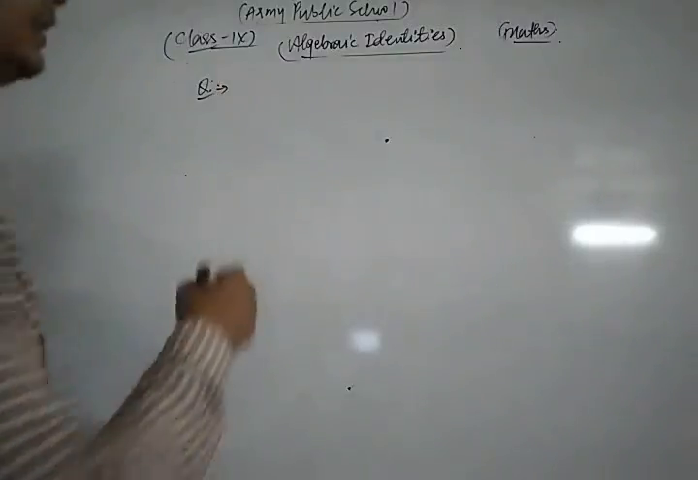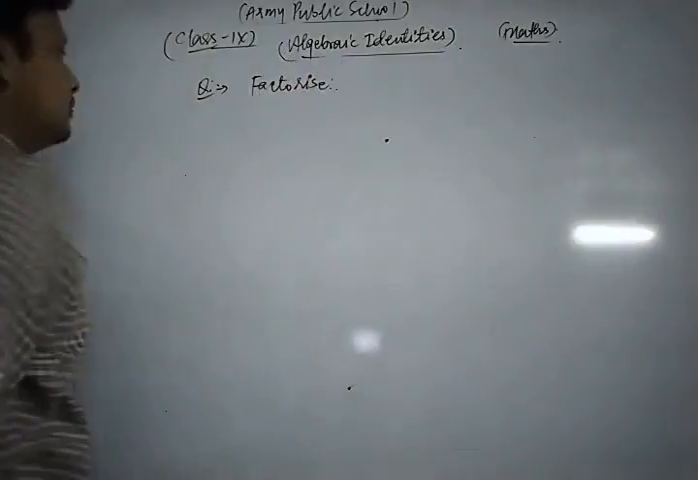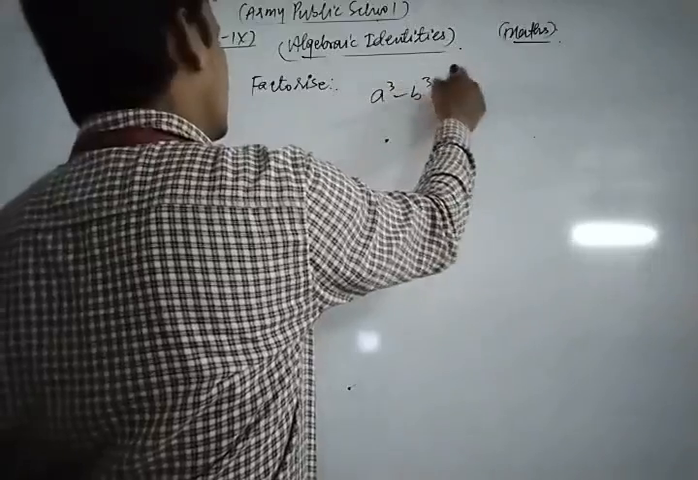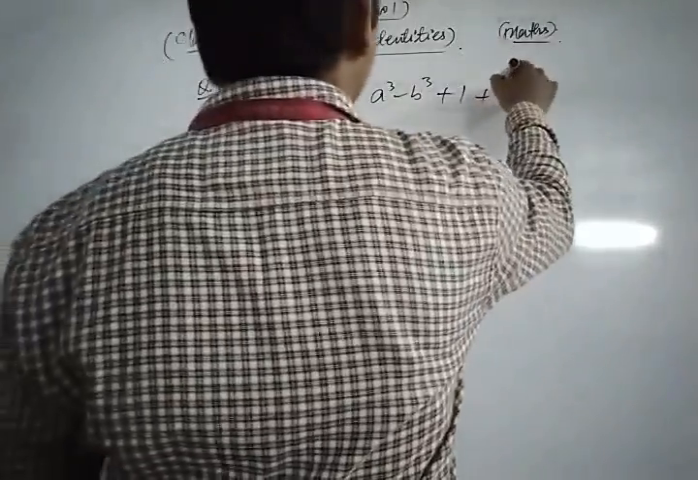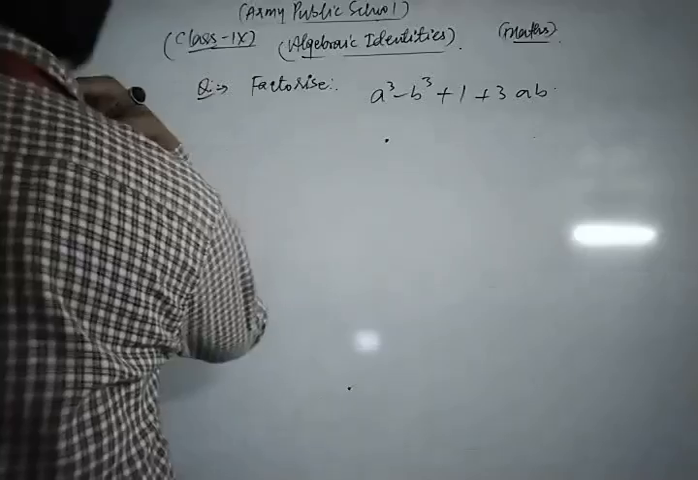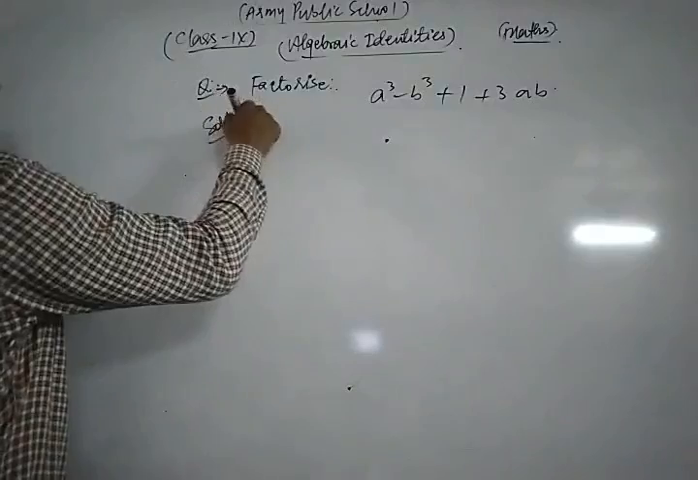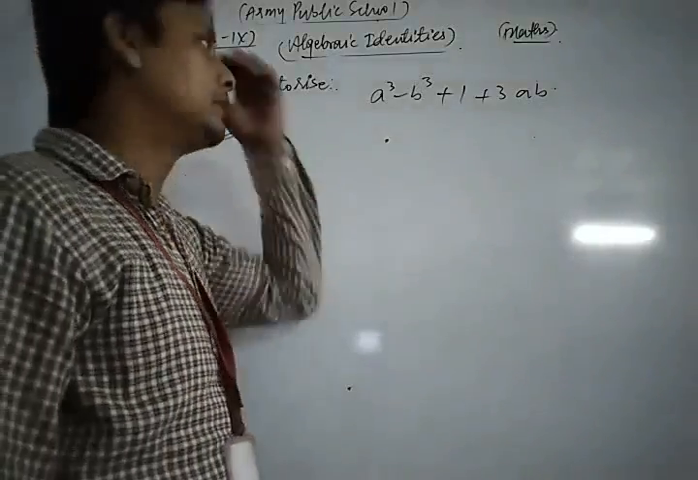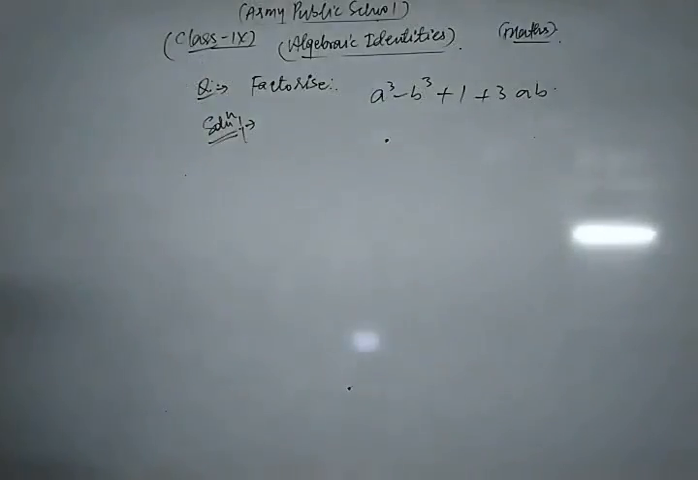Now we take and solve some other important questions. And the question is: factorize a³ − b³ + 1 + 3ab. Now let's see its solution. a³ − b³ + 1 + 3ab. This is a very important question based on your algebraic identities.